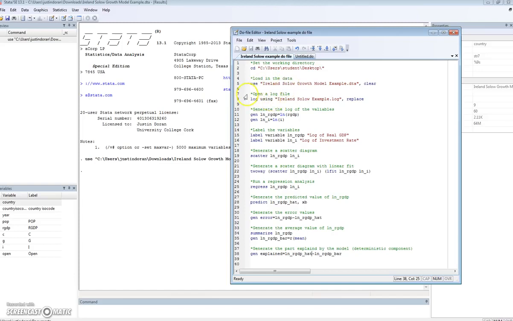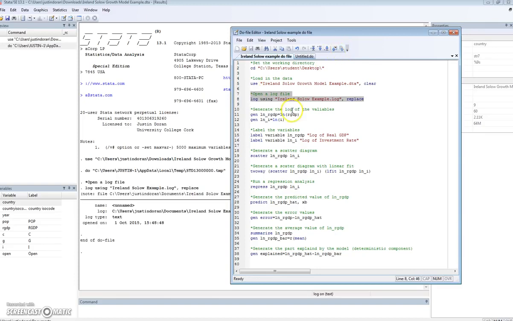Using a do file, I've already set my working directory, loaded in my data, and opened a log file, so we can do log using. What I'm going to do subsequently is generate the log of the variables. So we're going to get the natural logarithm of real GDP and the investment rate, where GDP is real GDP and I is the investment rate.